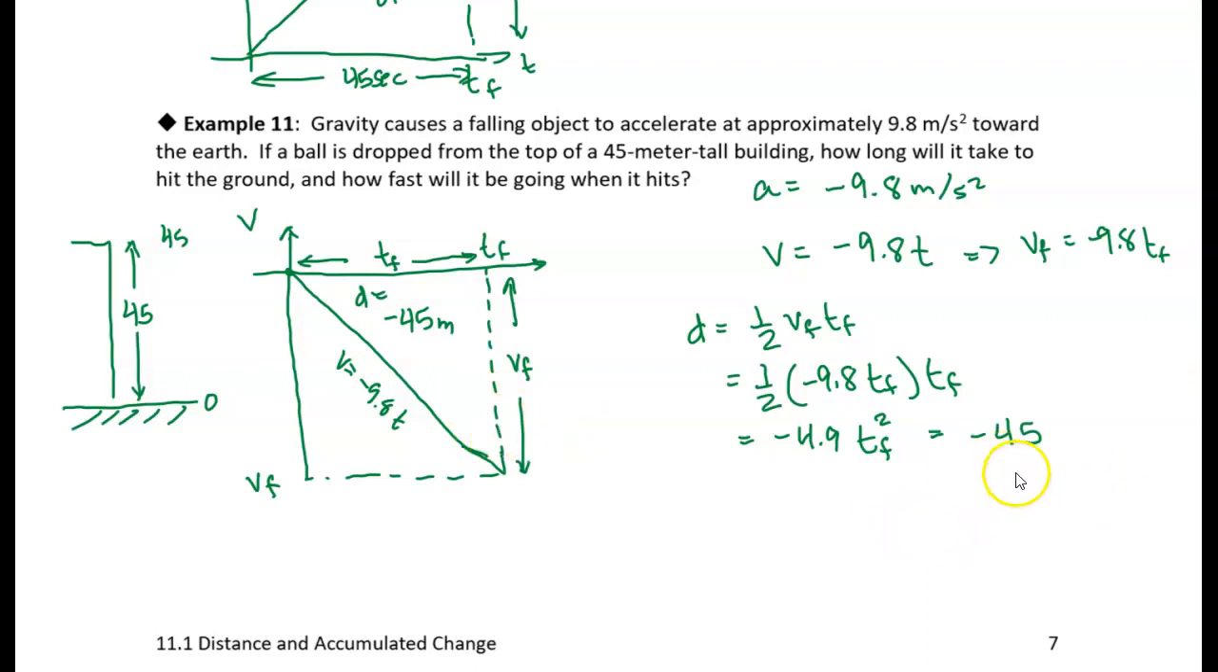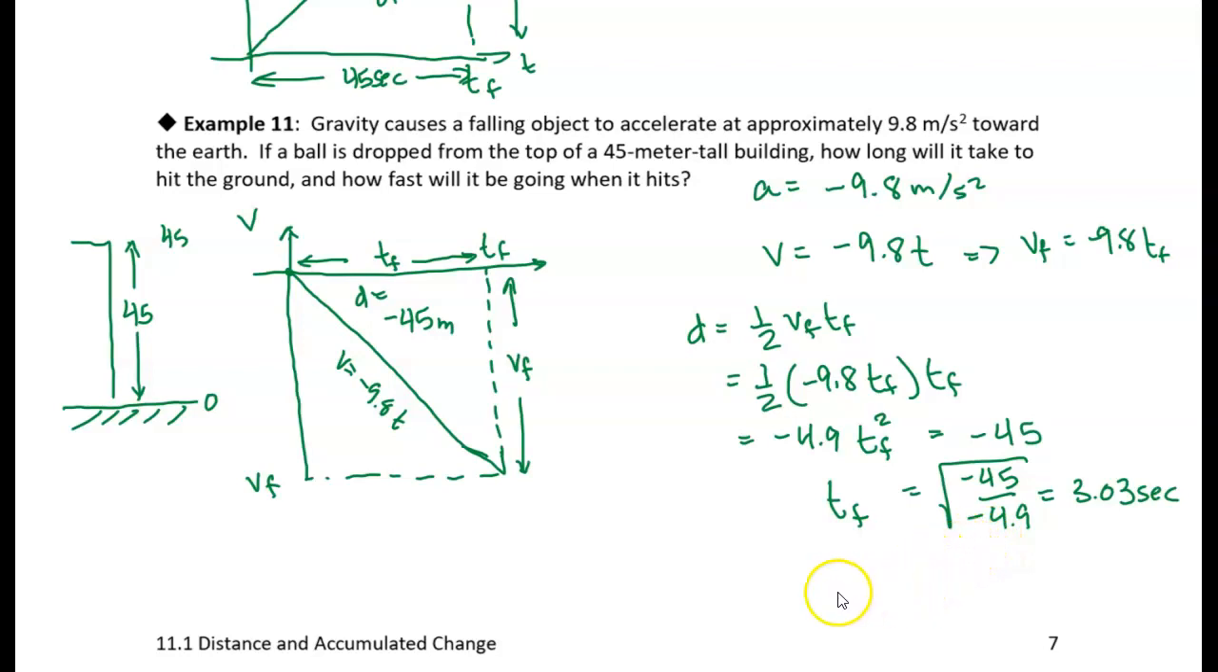All right, so now I can solve for the time. I'm just going to divide both sides by 4.9. So T final is going to be negative 45 over negative 4.9, and then I'm going to take the square root of it. I'm only looking for the positive time. I'm not going to be looking back in time. So that's going to be my T final. When I put that in my calculator, I get 3.03 seconds. So that tells me how long it took to hit the ground. It took 3 seconds for this object to hit the ground.